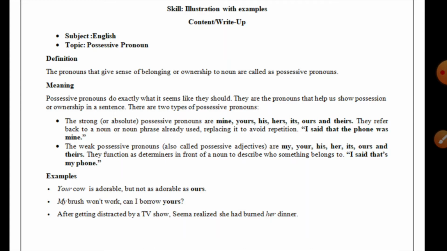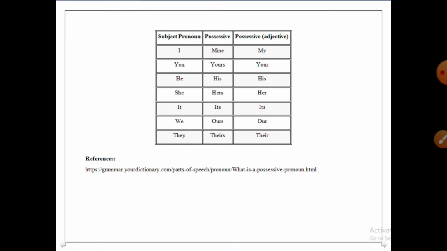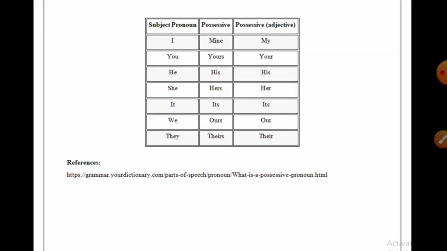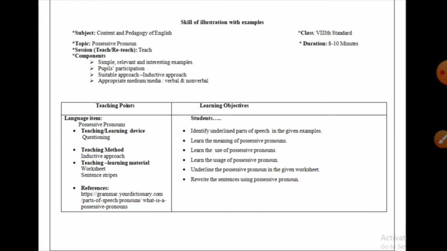Here I have presented first the definition, the meaning and some examples. Later I have moved towards a little more information related to my topic. Then, references for collecting the information or study material of this topic: the websites I have searched, that information or address is mentioned here. Now let us move towards how to write the episode.